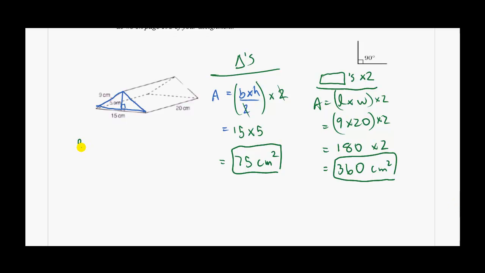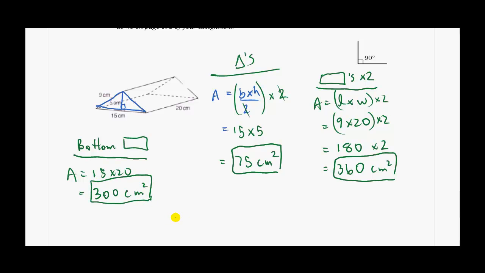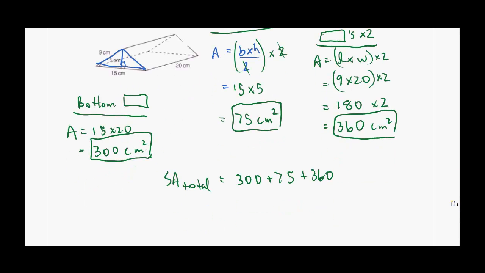And finally, the bottom rectangle is a 15 by 20, and that gives us 300 square centimeters. Therefore, the total surface area is 300 plus 75 plus 360, totaling 735 square centimeters.